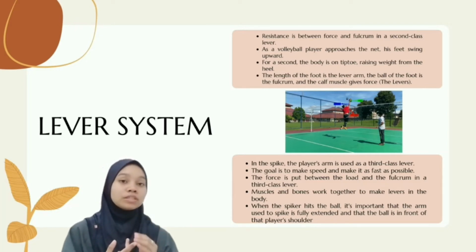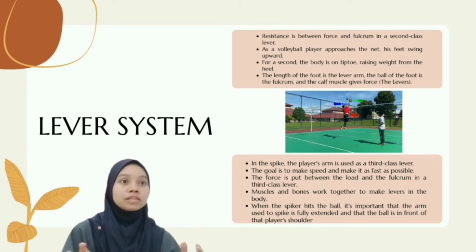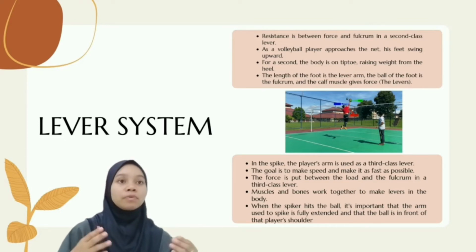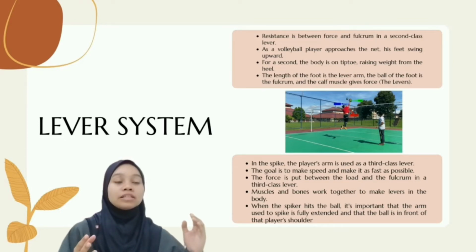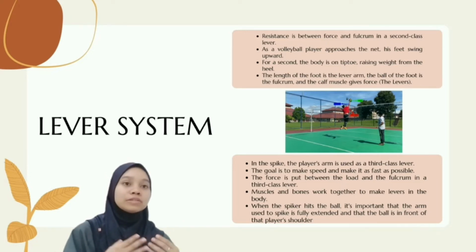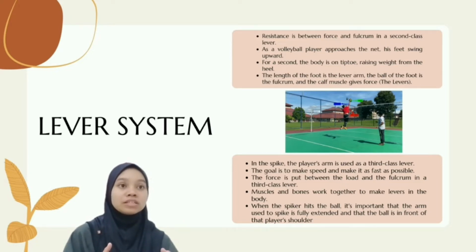So let's see the second class lever system first. Resistance is between the force and the fulcrum in a second class lever. As a volleyball player approaches the net, the feet swing upwards and then for a second the body is on the tiptoe, raising weight from the heels. The length of the foot is the lever arm, the ball of the foot is the fulcrum, and the calf muscle gives the force.